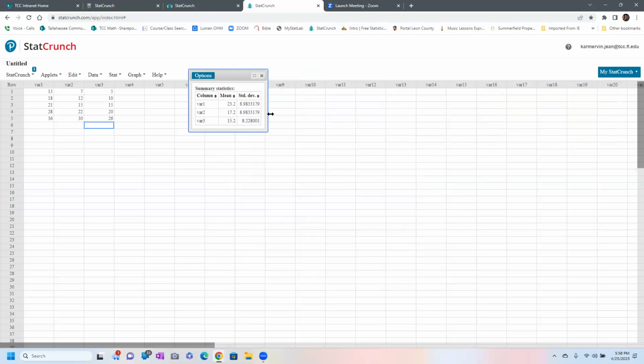For the first one, as you can see carefully, the first two have the same standard deviation but different means. Colorado and Nebraska have different means but the same standard deviation. Can you guys see that? I'm not sure if I'm sharing the right spot. Perfect. With StatCrunch, you can also change the variables if you want to.